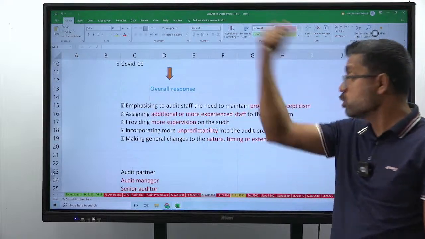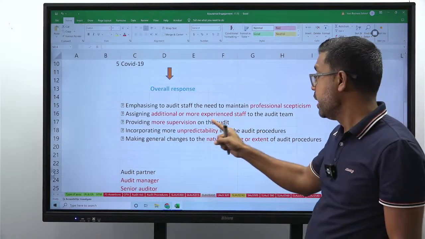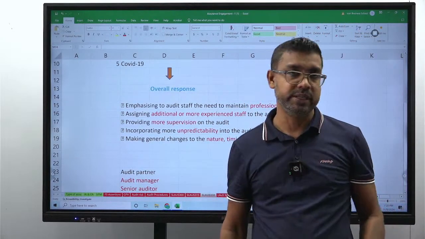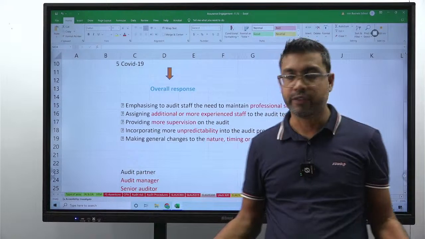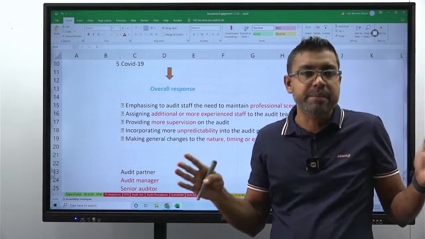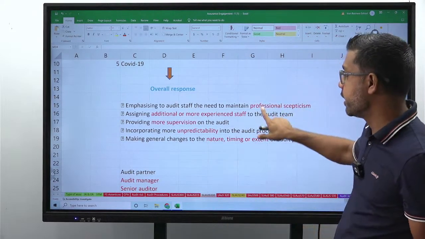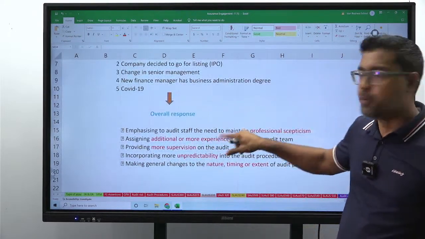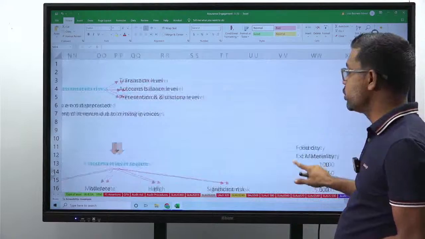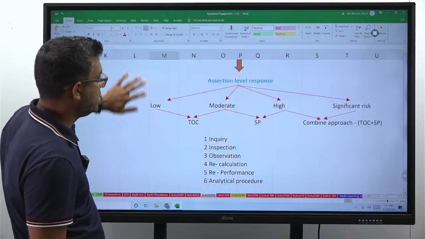Assess additional resource requirements, or assign additional resources to the audit, because financial statement level risk is high. Put more supervision on the audit. Incorporate unpredictability into the audit procedures, or perform surprise audit procedures that they will never think the audit is going to perform. Make general changes to the nature, timing and extent of audit procedures. You plan to perform some procedures, but you change them suddenly. Why? Risk is very high. So these are the overall responses that you can use to manage financial statement level risk.